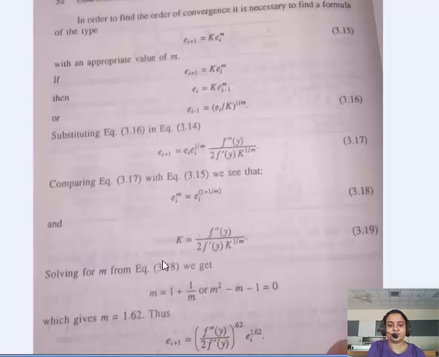Solving for m from equation 3.18, we can see that m is equal to 1 plus 1 by m. So after solving for m, we get m is equal to 1.62. Thus e_{i+1} is equal to f double dash y upon 2 f dash y to the power 0.62 into e_i to the power 1.62. So in this way we got a result that the order of convergence for the secant method will be 1.62. So this is all about this. Thank you.